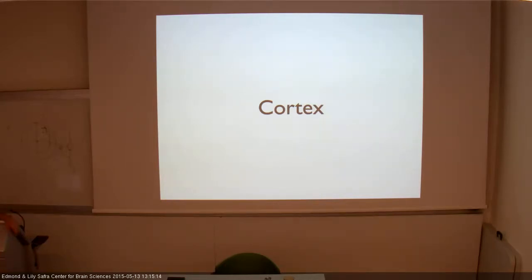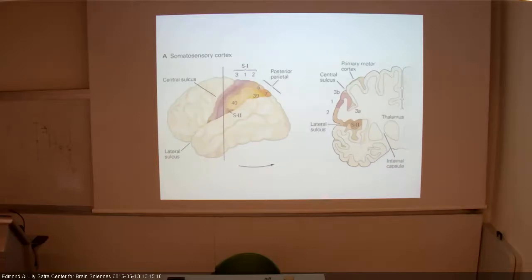And we're just going straight to cortex. And in cortex, as we talked about before, the primary S1, primary somatosensory cortex, is arranged along the central sulcus, just opposite the motor cortex. And we have this homunculus spreading out along the primary somatosensory cortex.